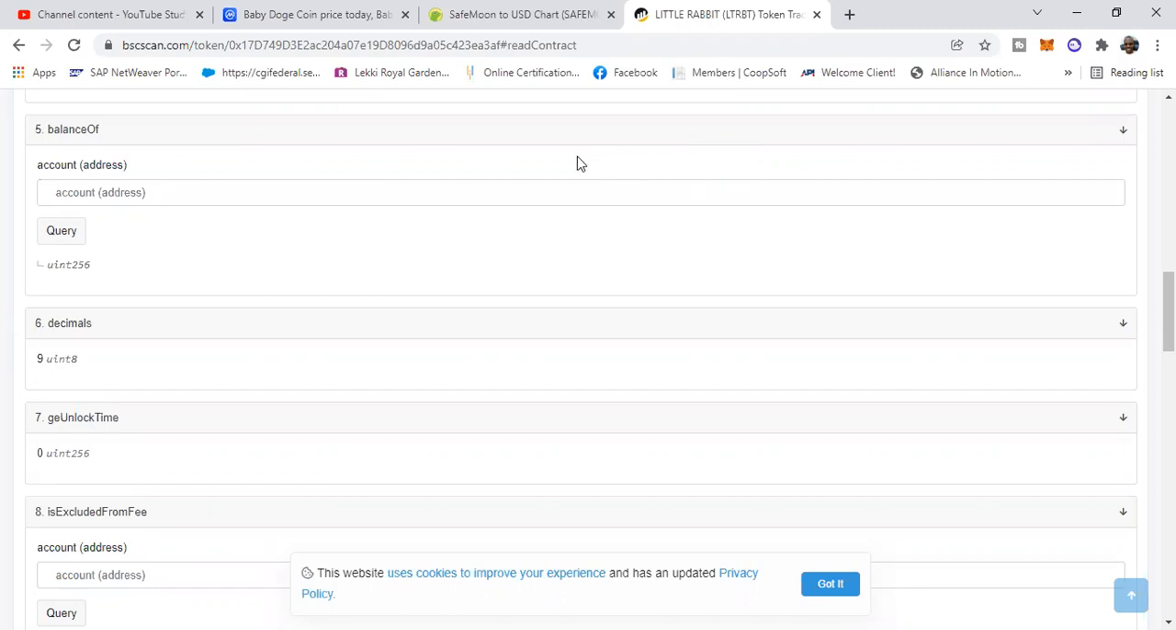I will not do the hands-on for you. So everybody needs to understand how it functions, and everybody will do hands-on by themselves. You have to go and copy the address based on your Trust Wallet and activate the coin so you can see it on your Trust Wallet. It's very easy. That's why we are doing this.